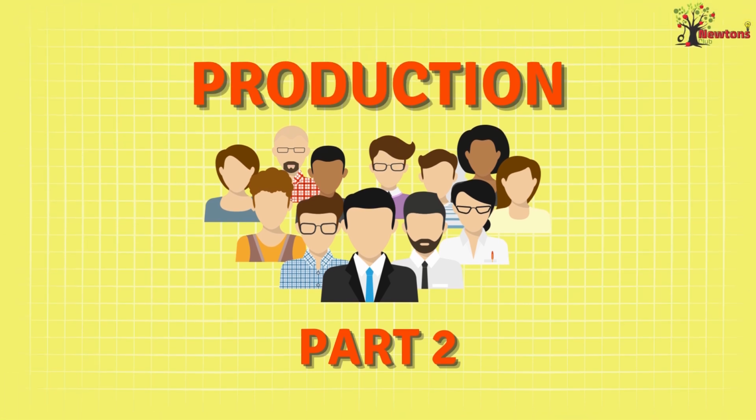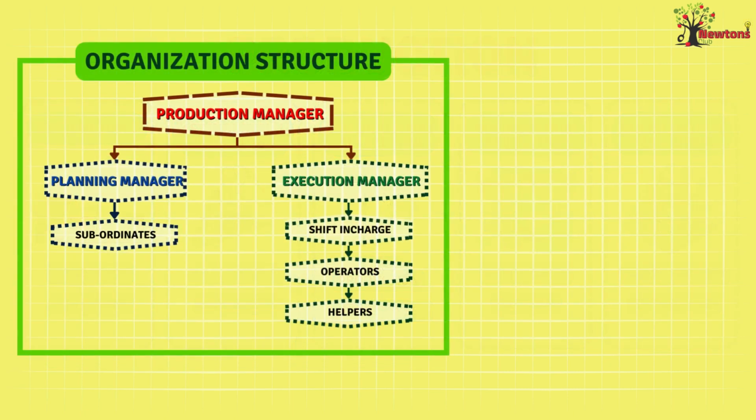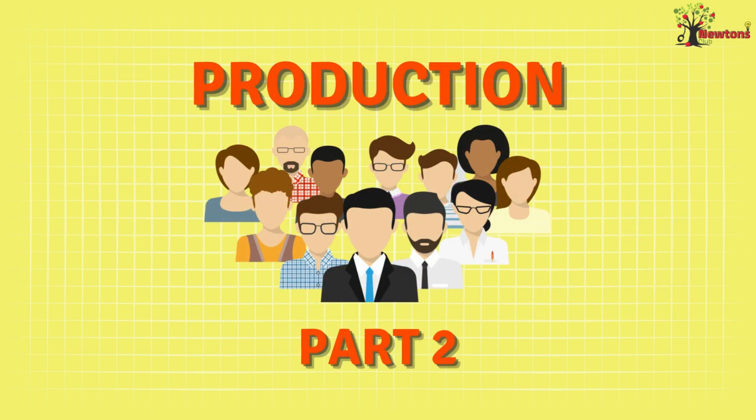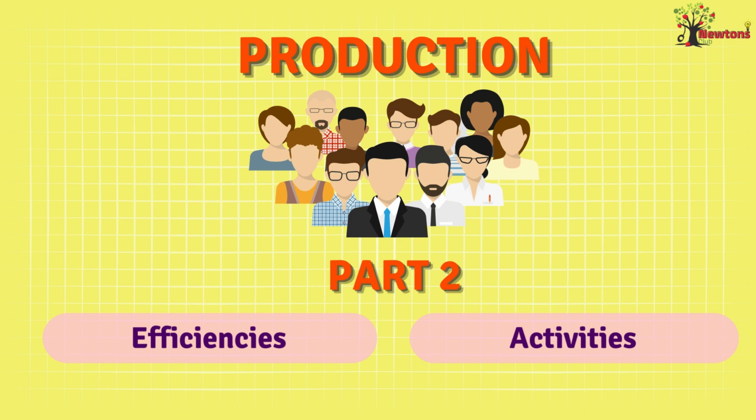In the previous video, we explored the history of manufacturing from everything manual to everything smart. We also covered organizational structures within the production department, including employee divisions and their primary roles. We gained a basic understanding of the production processes, focusing on four critical aspects: raw materials, people, machines, and time. Additionally, we introduced the concepts of efficiencies, which we'll dive deeper into in this particular video. We'll also discuss the various activities that occur within the production department in this video.